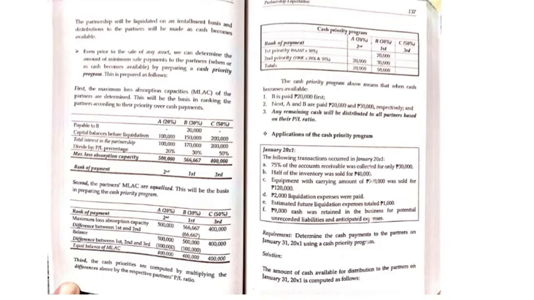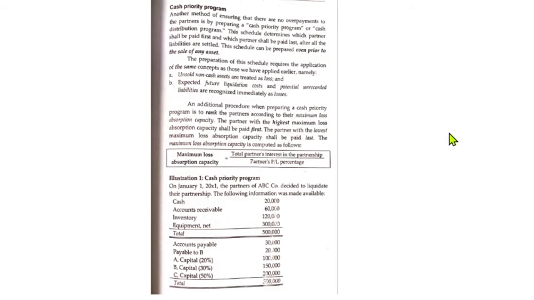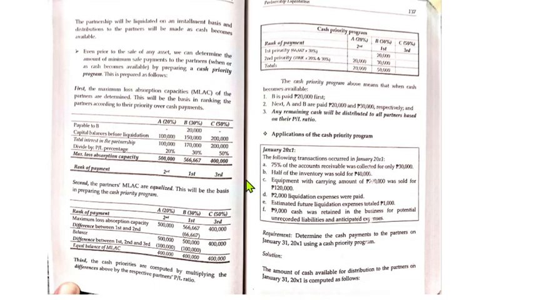Okay, let's look at the problem. Ito ba ay continuation ng problem na 75? Yes, this is a continuation pala. Illustration 1, under illustration 1 ito, tapos January 1. So, itong pinakitang discussion dito is the discussion on how we determine. So, na-identify na natin dito kung sino yung first, second, and third. So, nandito na tayo sa process ng yung mismong amounts na, yung meron na mismong cash available.